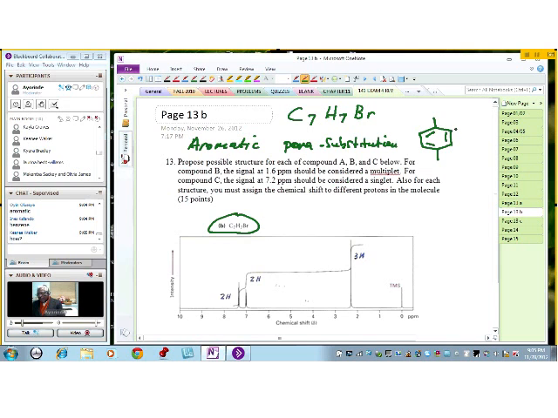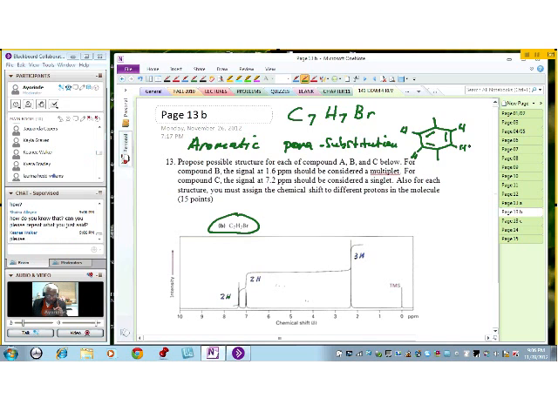Okay, so now you have hydrogen here, hydrogen here, hydrogen here, hydrogen here. That is why you have 2 hydrogen, 2 hydrogen, because this hydrogen and this hydrogen are equivalent. This hydrogen and this hydrogen are equivalent.